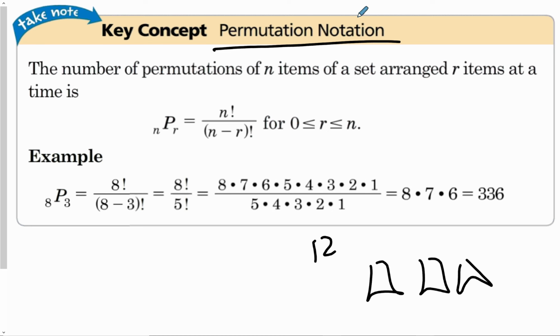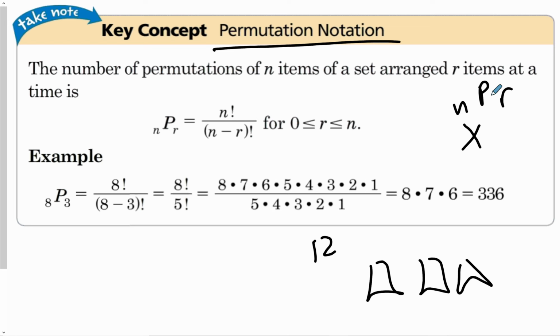This is a button on your calculator. Let me see if I can find it on here. It's usually under the probability button. Sometimes it's there. Mine's underneath the times button. The times button right there says nPr.